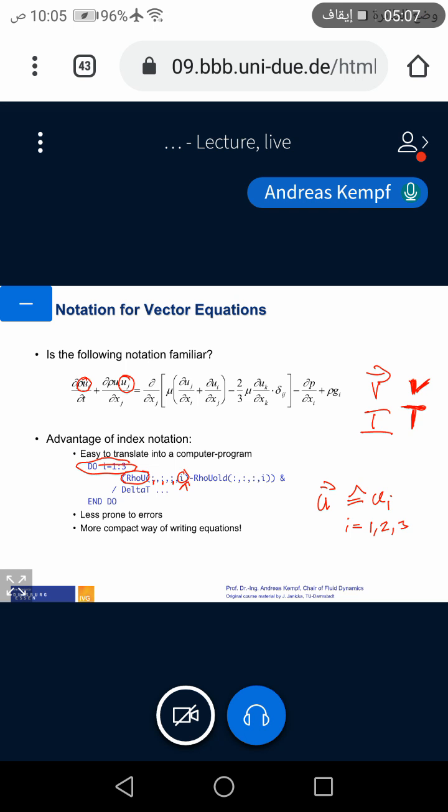Now, let's move on. Index notation is also less prone to errors, and it's a much more compact way of writing equations, because this is an equation that you can memorize. You can also memorize the tensor notation, but when you use tensor or vector notation, you have to remember all the vector rules, all the vector products, all the type of matrix products, and all the differential operators. And with index notation, it's very easy to memorize this and to just calculate, as you will see later.